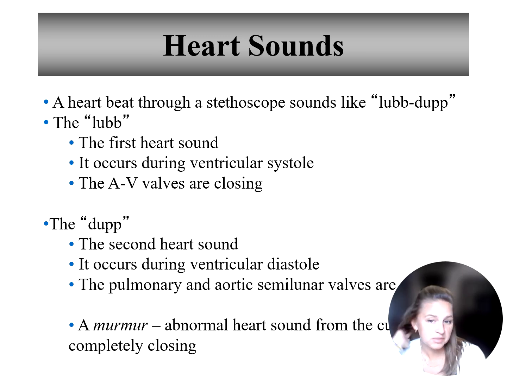So you've all probably either listened to a heart with a stethoscope before or heard what these heart sounds sound like. This lub-dup sound. So the lub is the first heart sound. This is the ventricular systole. This is the AV valves closing. And then that dup is the second heart sound. That's the ventricular diastole. And a murmur is a sound when the cusps of the valves are not completely closing. So we'll see some examples of this in the lab.